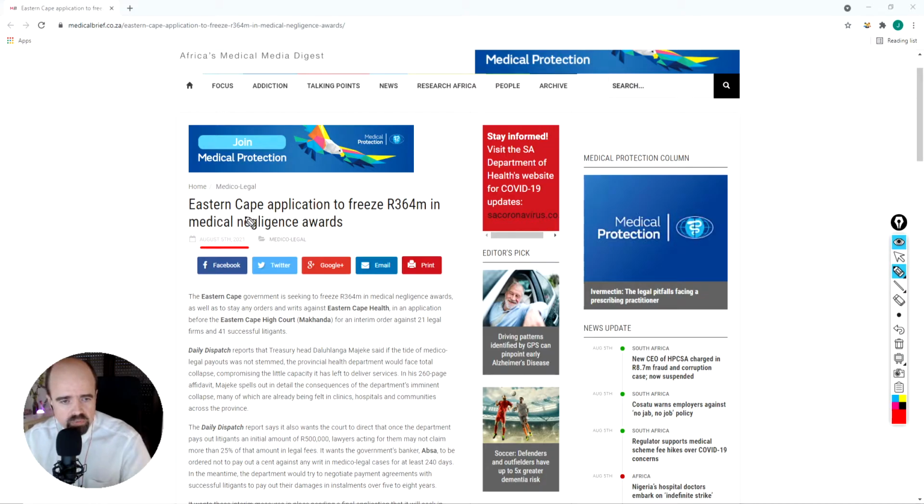A recent report related to the Eastern Cape notes how they are applying to freeze 364 million rand. Taking into account that the Eastern Cape is still a small province, there are others in South Africa that are much larger with far greater budgets. But what this report states is that 364 million in medical negligence awards, as well as any other orders against the Eastern Cape, are to be stayed by interim court order against 21 legal firms and 41 successful litigants.